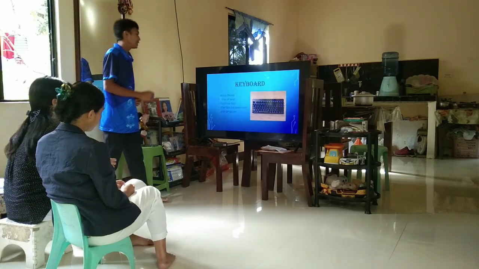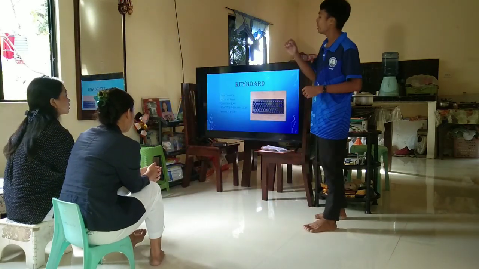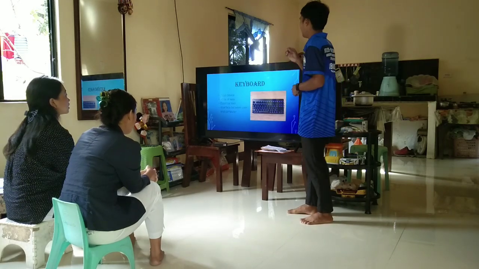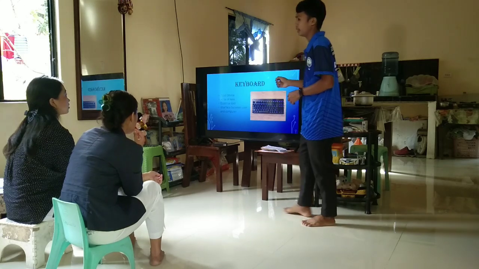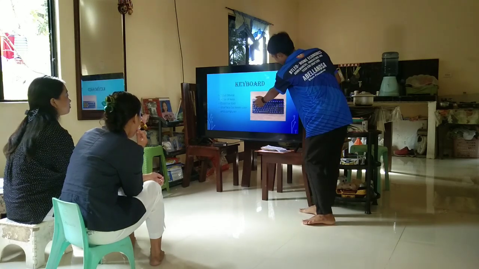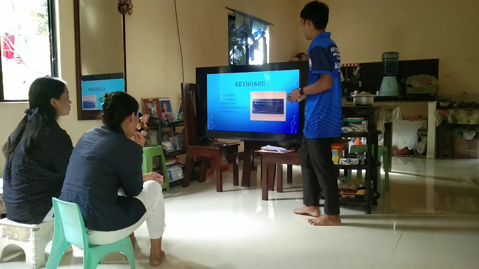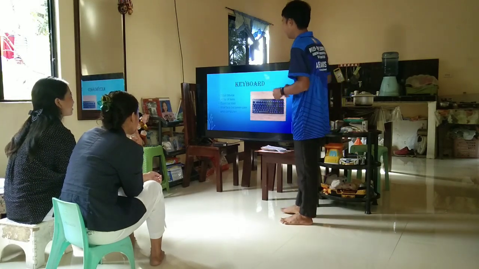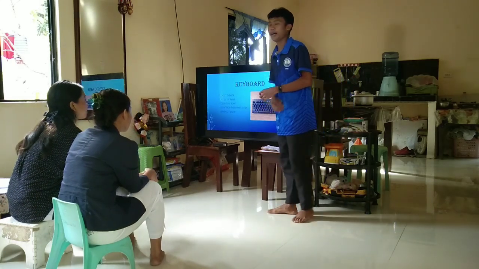So the next is the keyboard. Okay, so we will get the root words of this thing, which is keyboard, from the words key and board. So as you can see, these buttons right here are called the keys, and the surface is a board. That's why it is called keyboard. Okay, so a keyboard is an input device.